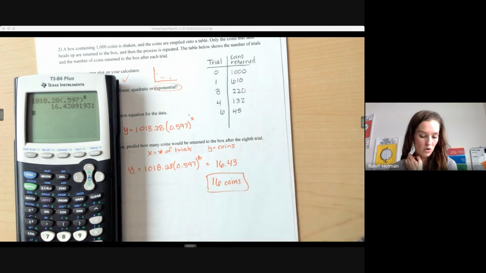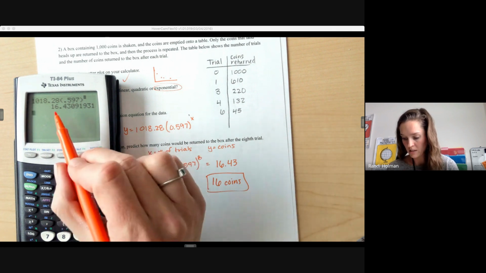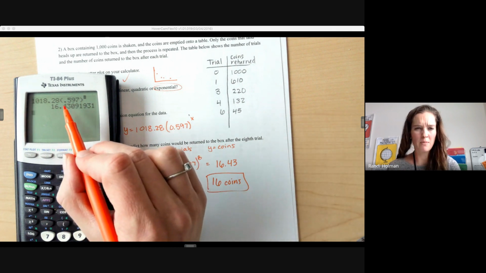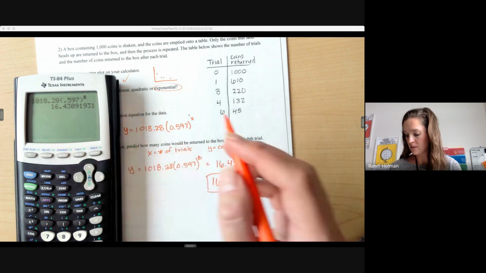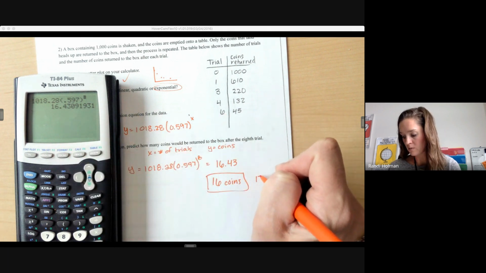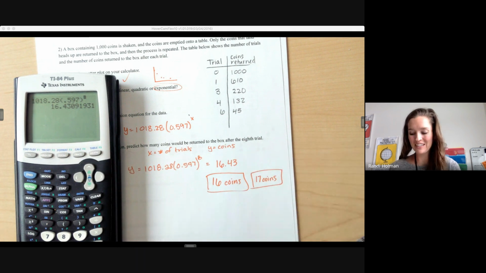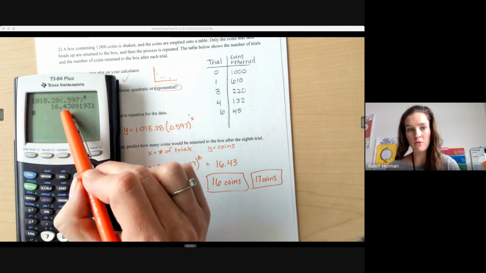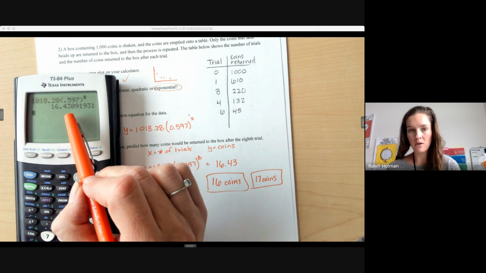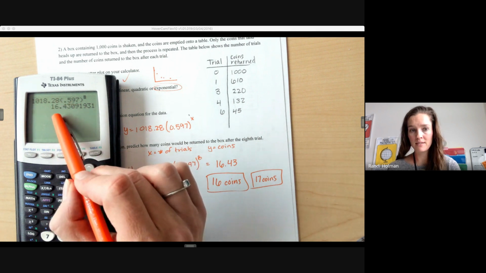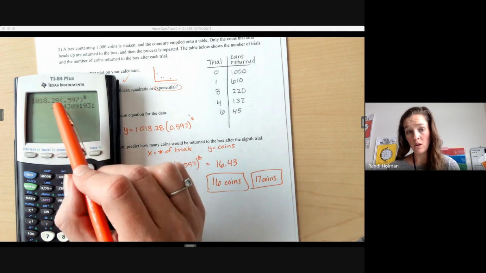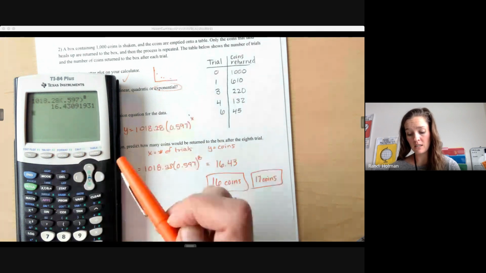We can't have a partial coin. And we might say, okay, we're at this 0.4, so we've gone past 16. So I would actually accept 17 coins for this as well, depending on your rounding, right? Rounding, technically, we're going to round 4 down. But when we're looking at whole numbers, we've gone past 16. So sometimes we'll bump that to 17 coins there as well.